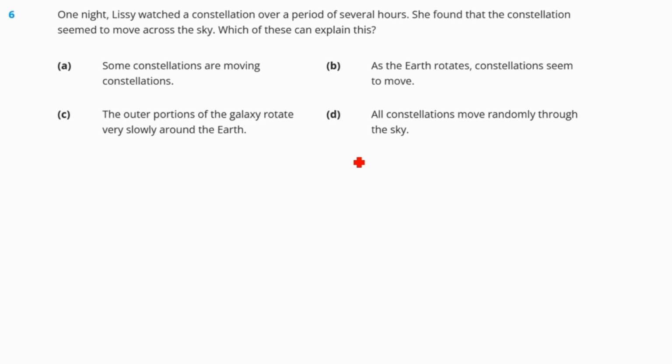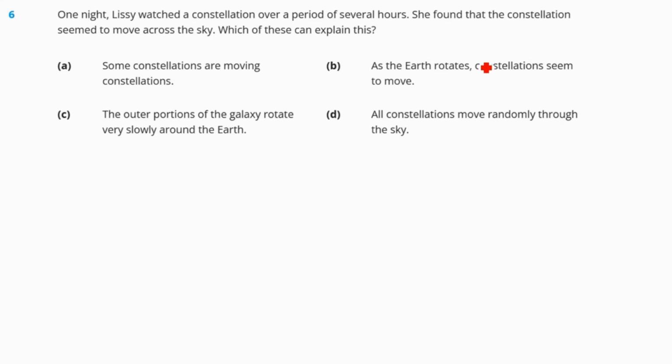Question number 6. One night, Lizzie watched a constellation over a period of several hours. She found that the constellation seemed to move across the sky. Which of these can explain this? Some constellations are moving constellations. No. As the Earth rotates, constellations seem to move.